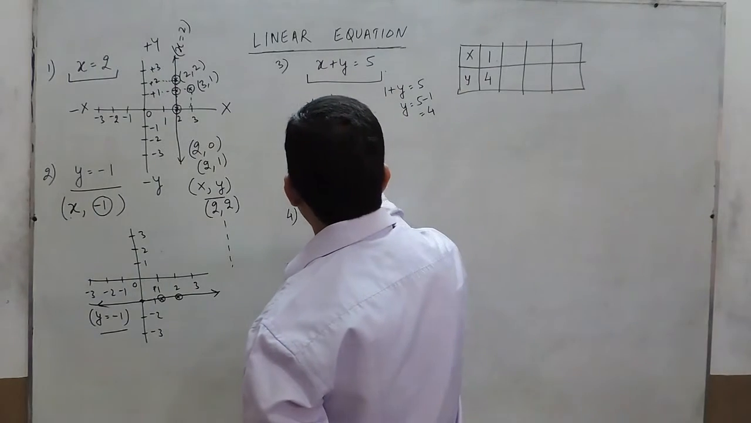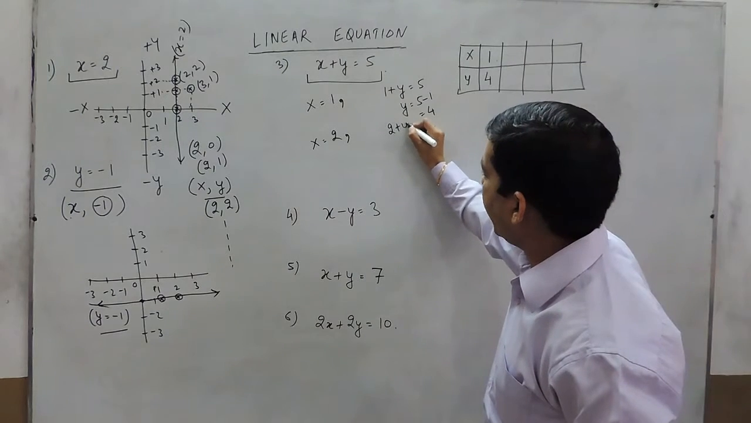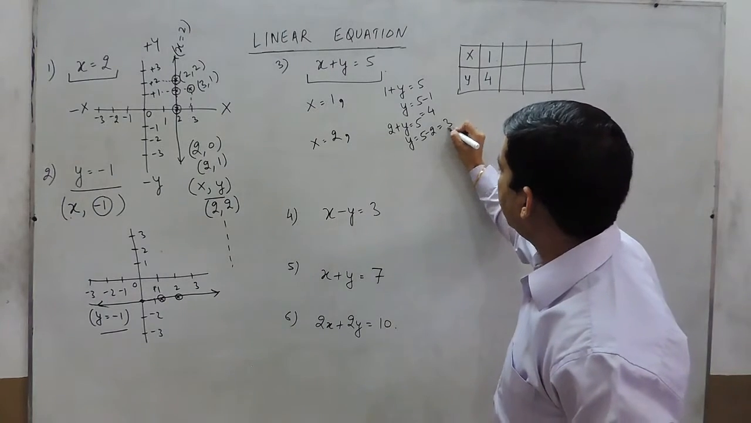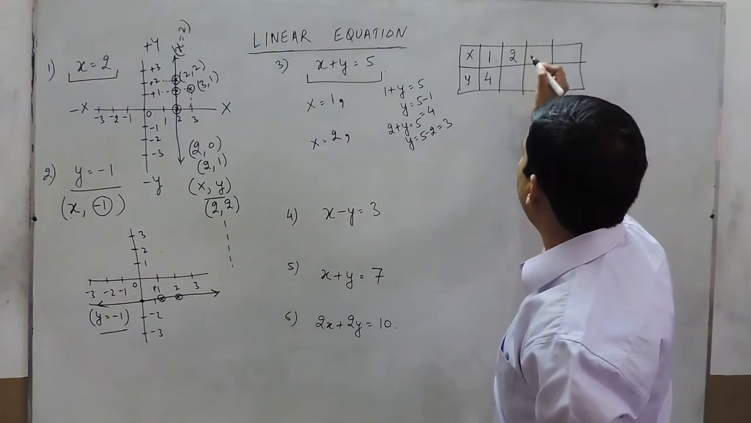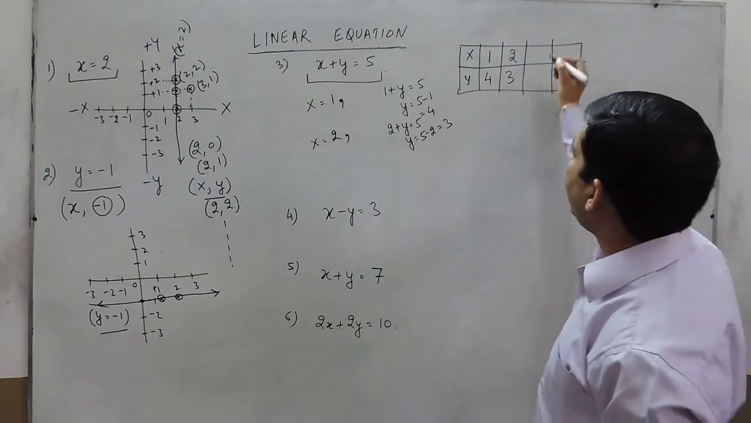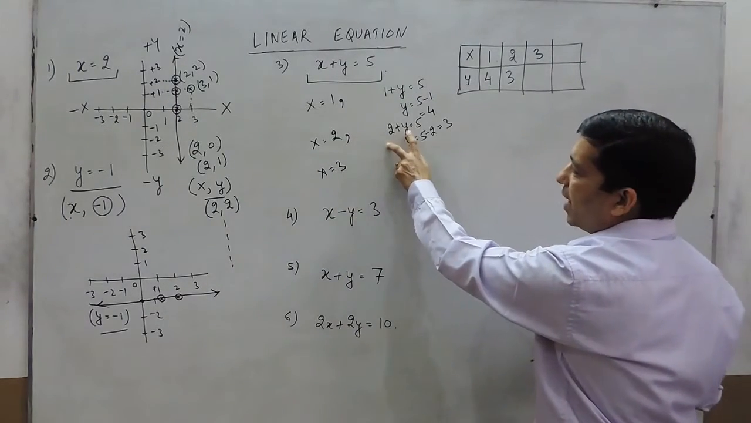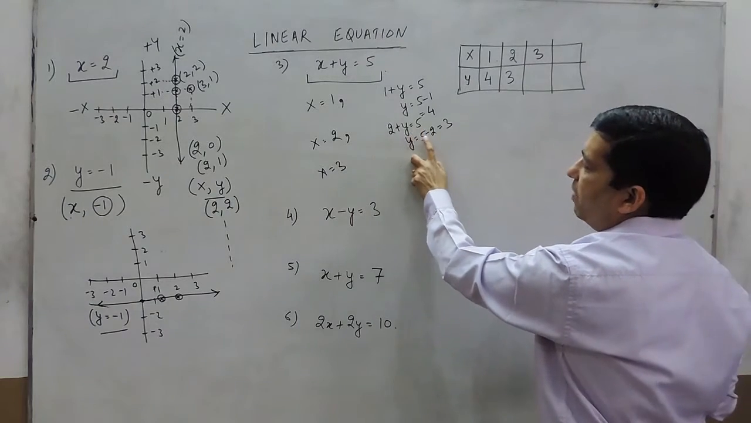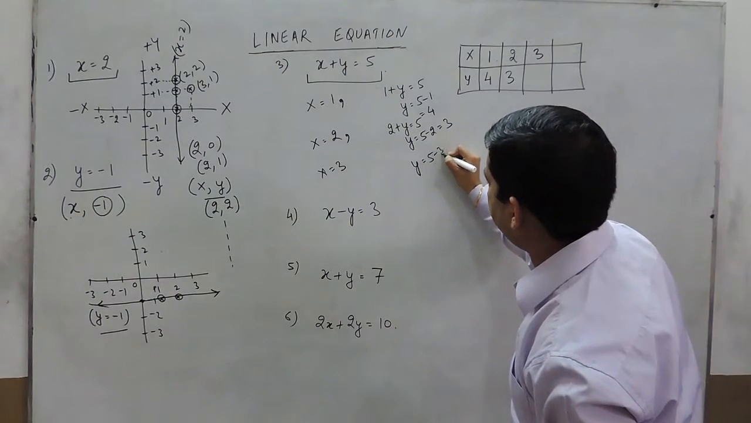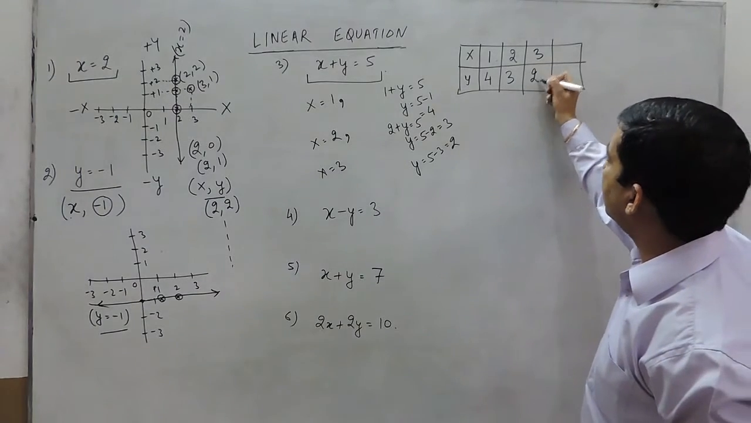Suppose I say the value of x as 2. Now I can write it as 2 plus y is equal to 5, and the value of y will come out to be 5 minus 2, that is 3. So for the value of x to be 2, the value of y is 3. Same way, suppose I take the value of x as 3, then this is 3 plus y is equal to 5. So the value of y will become 5, and this 3 will go to the other side with a negative sign. So y will come out to be 5 minus 3, which is 2. So for the value of x to be 3, the value of y is 2.